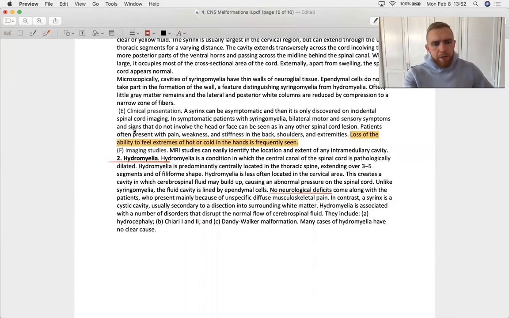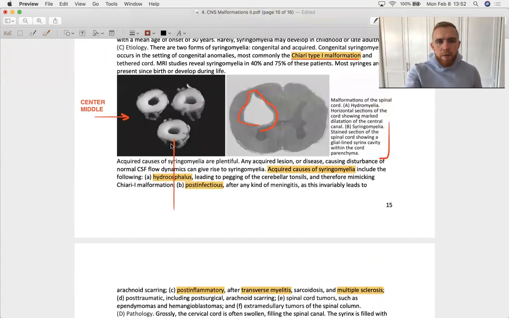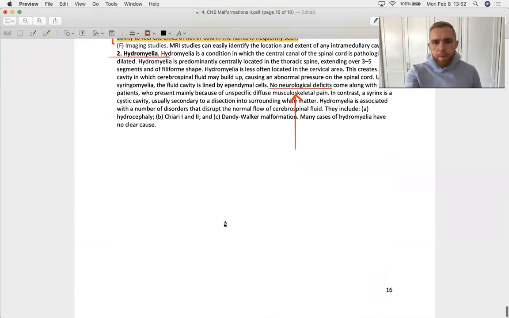Here is what I think is the big takeaway from this section. Loss of the ability to feel extremes of hot or cold in the hands is frequently seen, and again, usually bilateral. Hydromyelia, one more time, no neurological deficits. It is square in the middle of the spinal cord, and it's not associated with any of the cerebellar pathologies we just talked about.